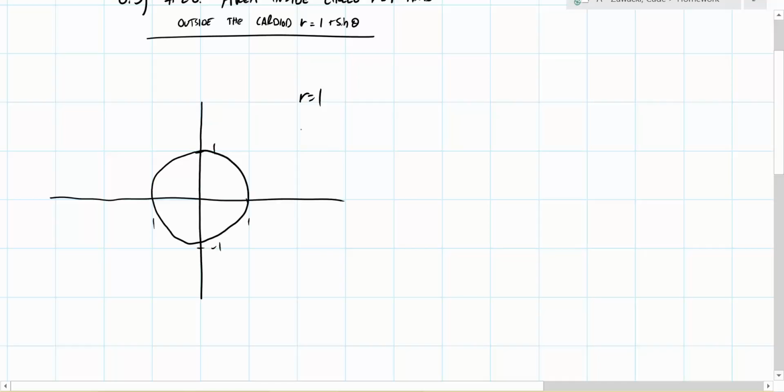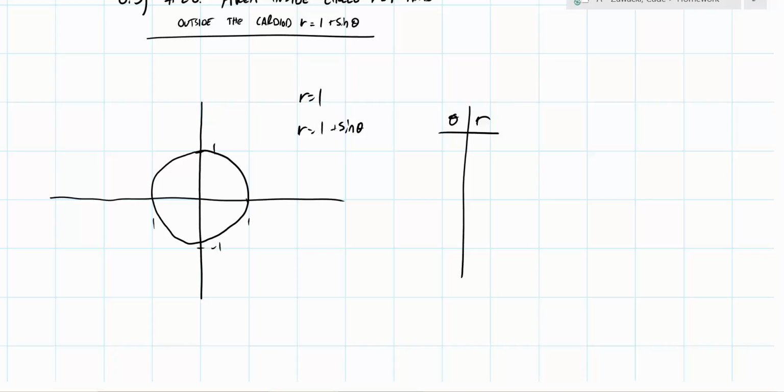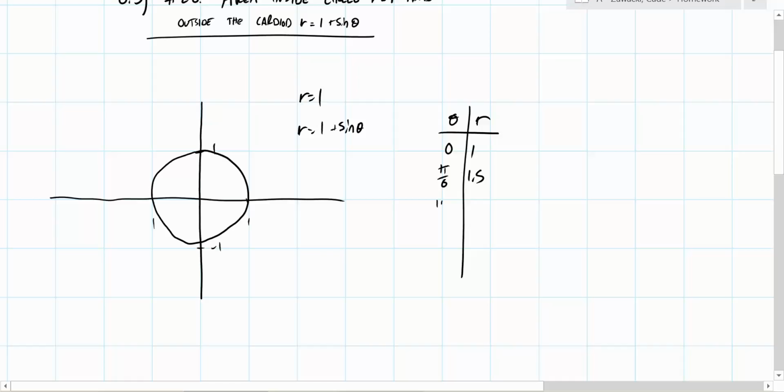However, r equals 1 plus sine theta is not quite as obvious, so we can make a quick table to see what we're working with. When theta is 0, r is going to equal 1. When theta is pi over 6, r will equal 1.5. When theta is pi over 4, r will equal 1.707-ish. When theta is pi over 3, r will be 1 plus the square root of 3 over 2, or about 1.866. When theta is pi over 2, r is going to be 2.